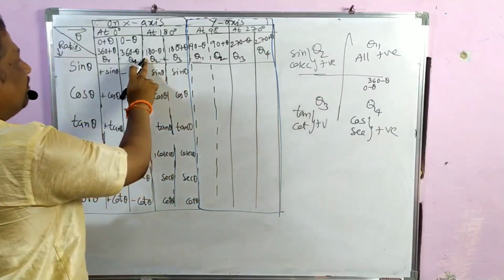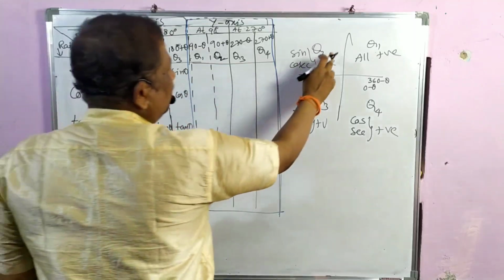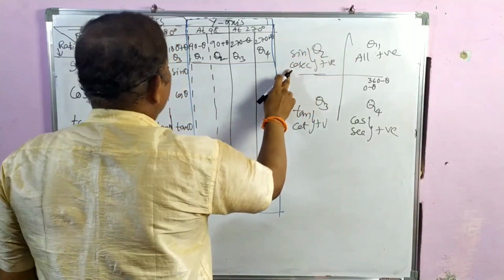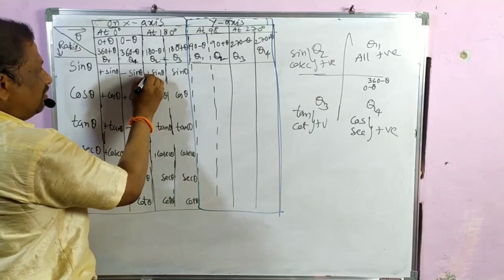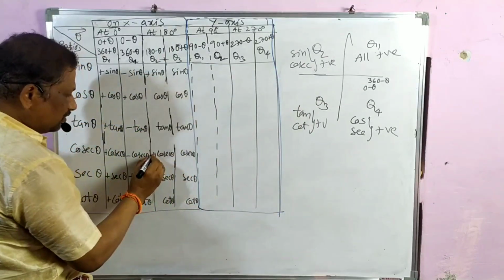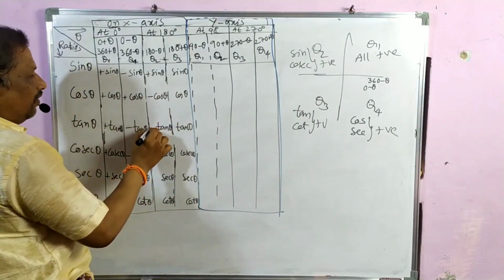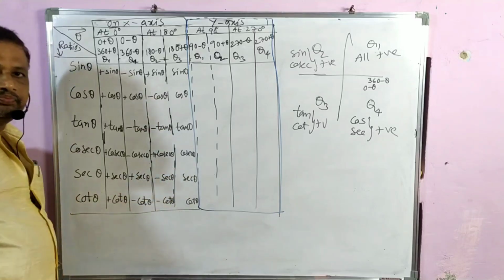So this 180 minus theta falls in the second quadrant. What do we have in the second quadrant? Sine and cosecant. So in the second quadrant, sine becomes positive and cosecant also becomes positive. Remaining all become negative. Clear?